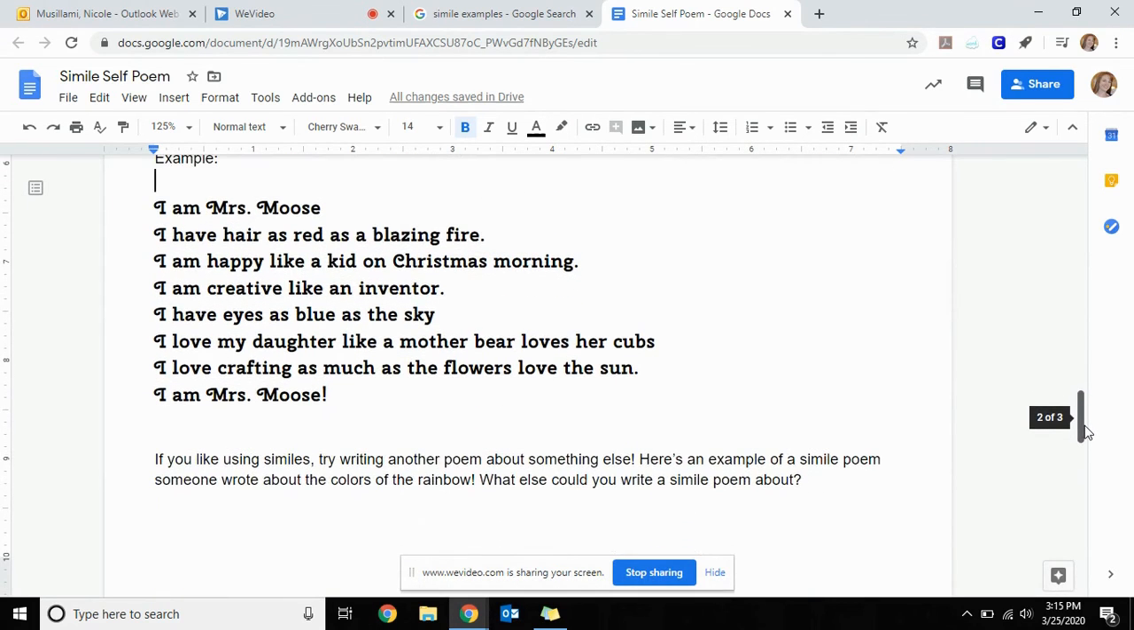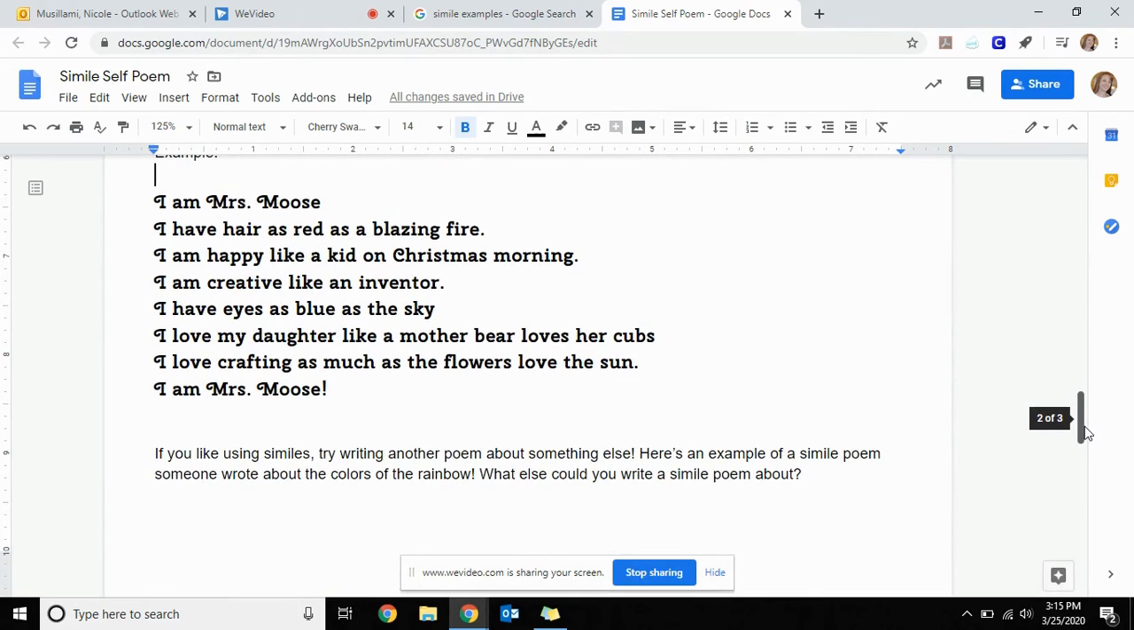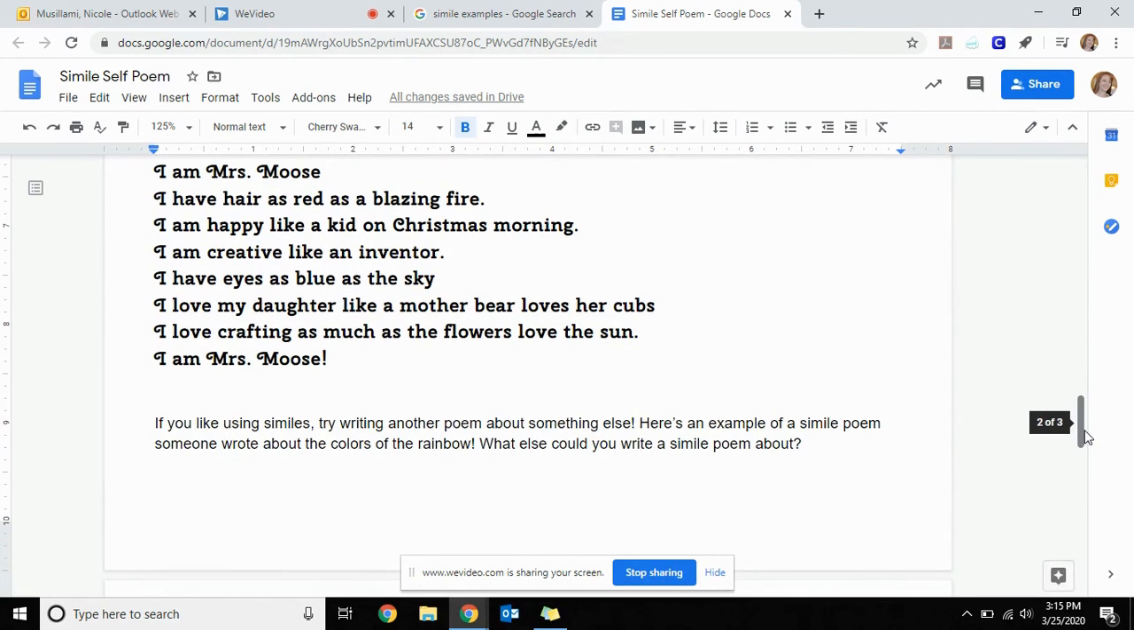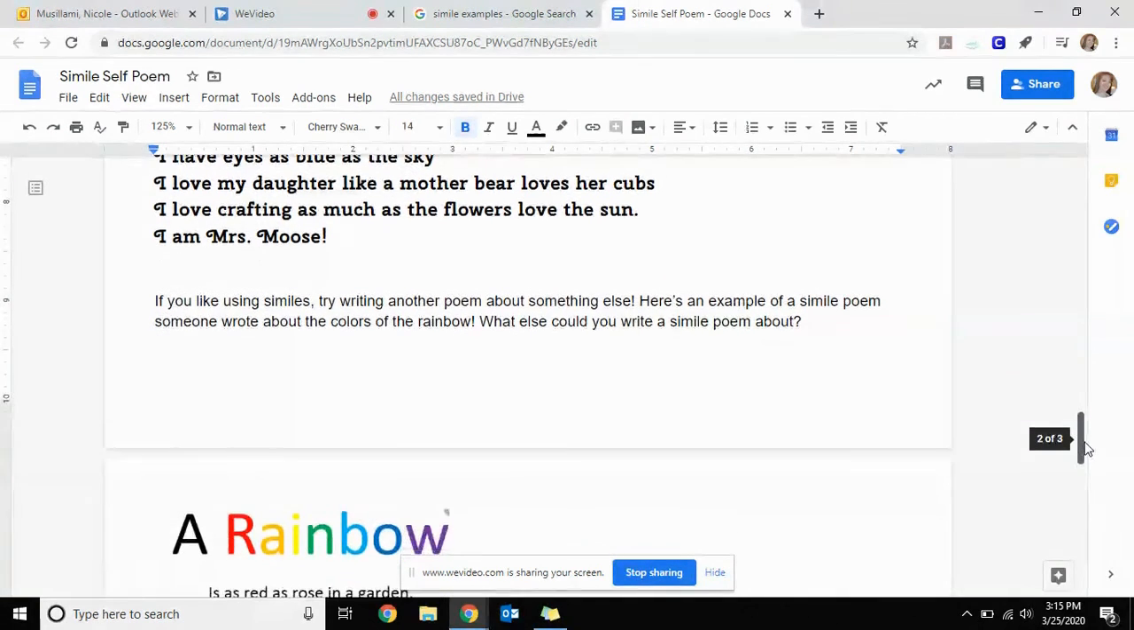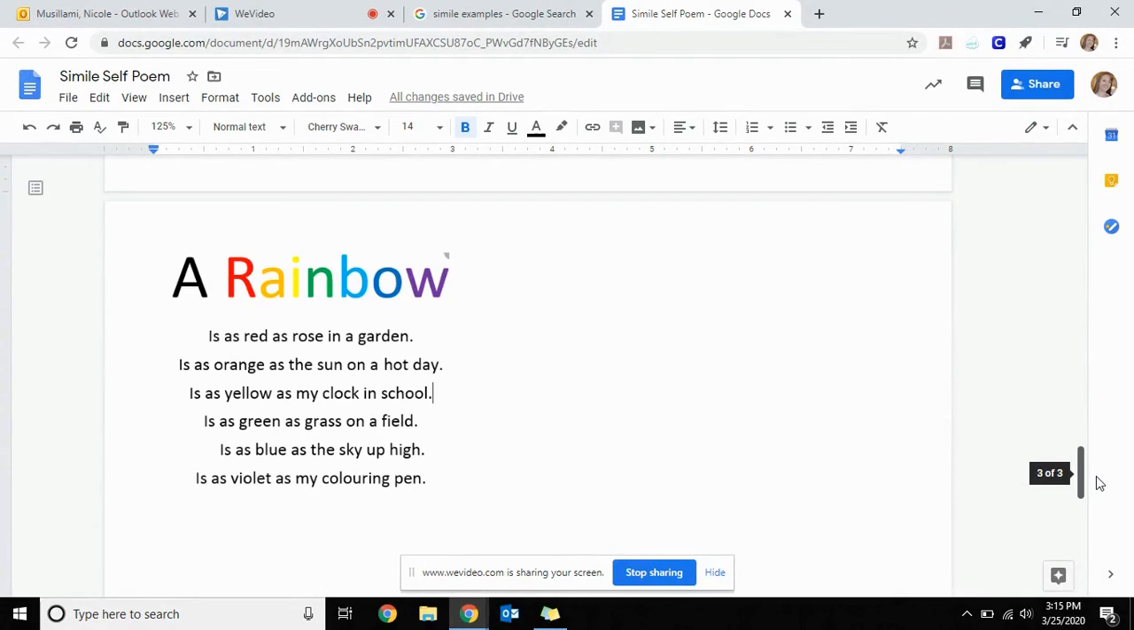If you like using similes, and this was fun for you, try writing another poem about something else, a different topic. Here's one final example of a simile poem I found online. Someone wrote about the colors of the rainbow. A rainbow is as red as a rose in a garden, is as orange as the sun on a hot day, is as yellow as my clock in school, is as green as grass on a field, is as blue as the sky up high, is as violet as my coloring pen.